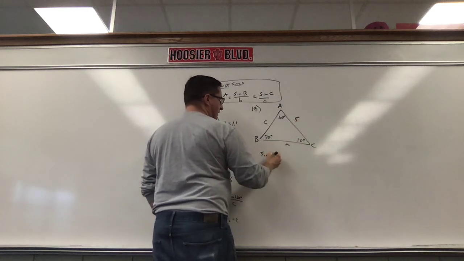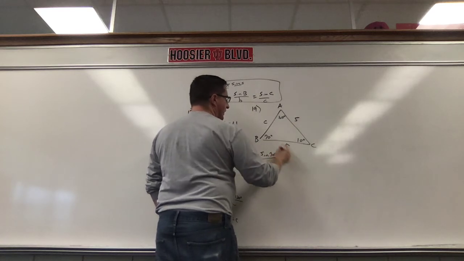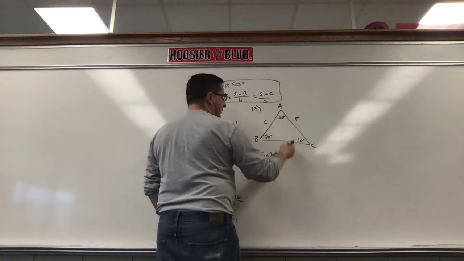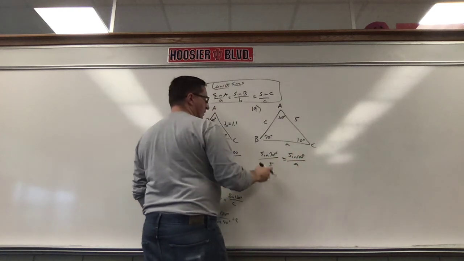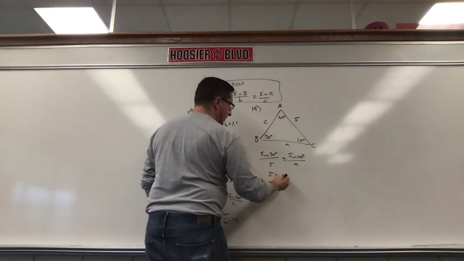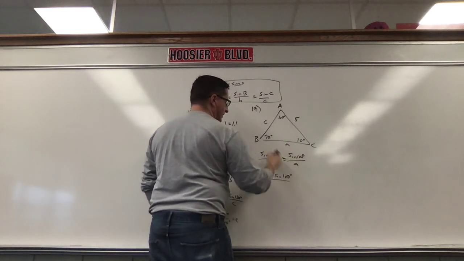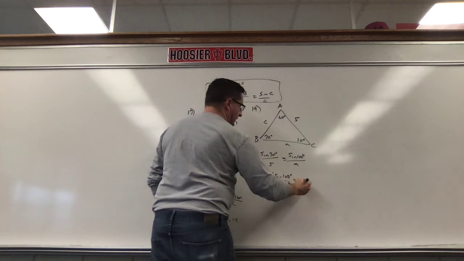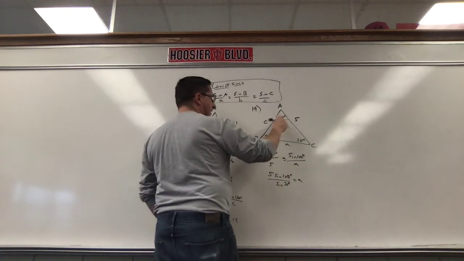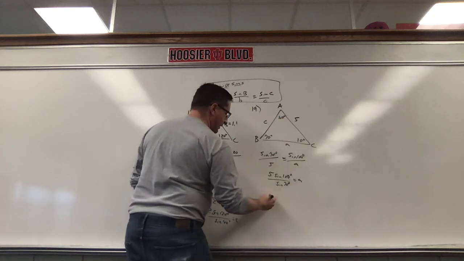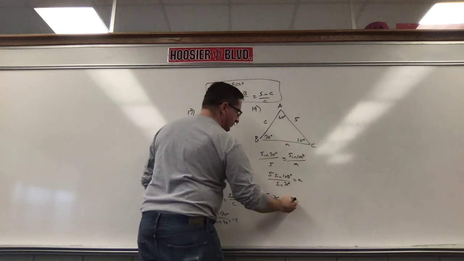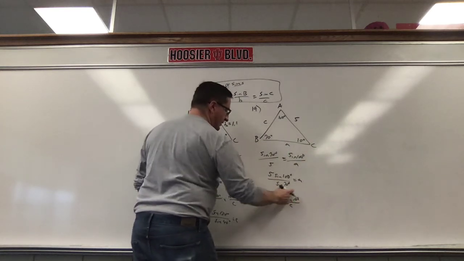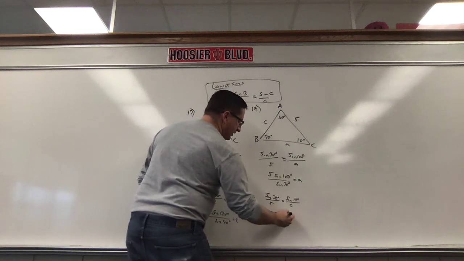So the sine of 70 degrees over 5 equals, I'm going to find little a first, sine of 100 over a. Okay, so 5 times the sine of 100, divide by the sine of 70, is little a. We'll punch that in a minute. Then to find little c, we're still going to stick with the sine of 70 over 5. Sine of 70 degrees over 5 equals the sine of 10 over c. So 5 times the sine of 10, divided by the sine of 70, equals little c.